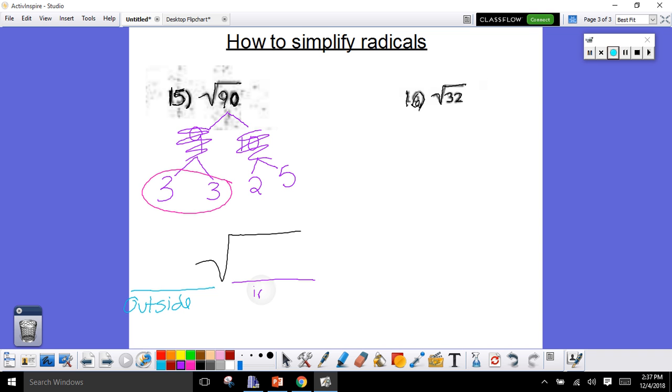Here is the inside of the house. Every pair that we make will go on the outside of the house. Every not pair, so if they're by themselves, like 2 and 5, I'm going to put them inside of the house. Think about dating. When we date, we go in pairs, couples. If we do not have a date, then we stay home. We stay inside the house.